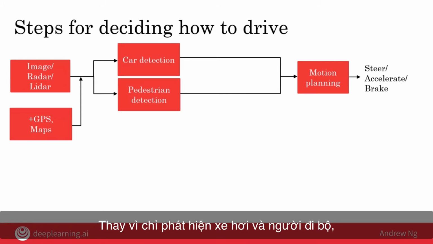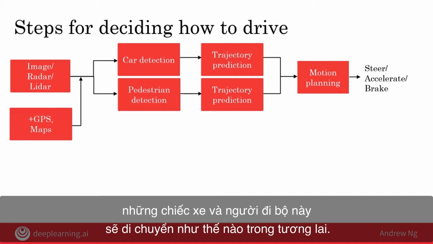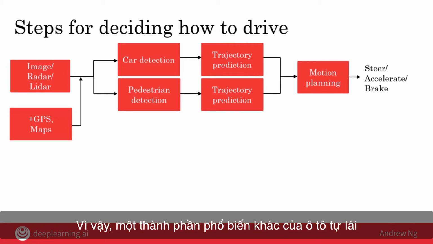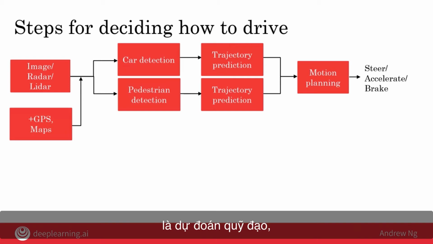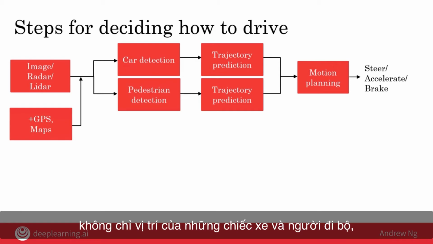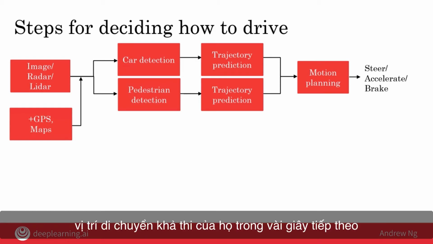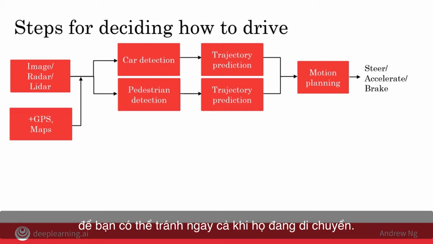Rather than just detecting cars and pedestrians, in order to drive safely, you also need to know where these cars and pedestrians are going in the future. So another common component of self-driving cars is trajectory prediction, where there's another AI component that tells you not just the cars and pedestrians you found, but also where they're likely to go in the next few seconds so you can avoid them even as they're moving.